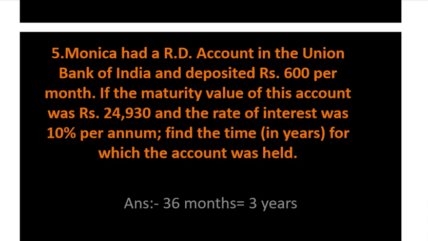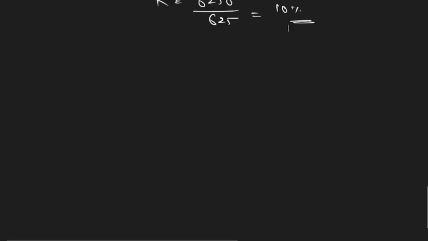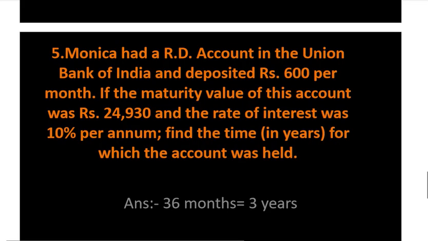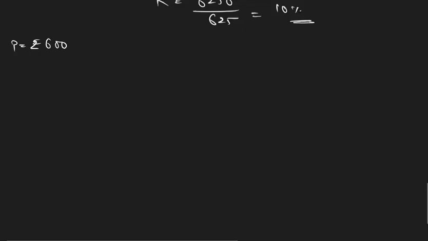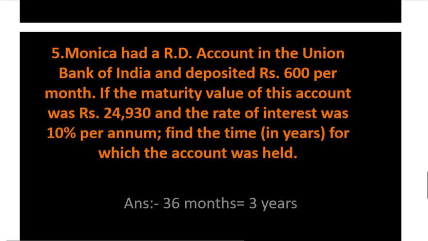Monica had a recurring deposit account in the Union Bank of India and deposited rupees 600 per month. Let's write it down. 600 per month. So that's your principal, right? Principal is rupees 600. What else? If the maturity value of this account was rupees 24,930. Maturity value, let me write maturity value or amount, right? Rupees 24,930. And the rate of interest was 10% per annum. Find the time in years for which the account was held.